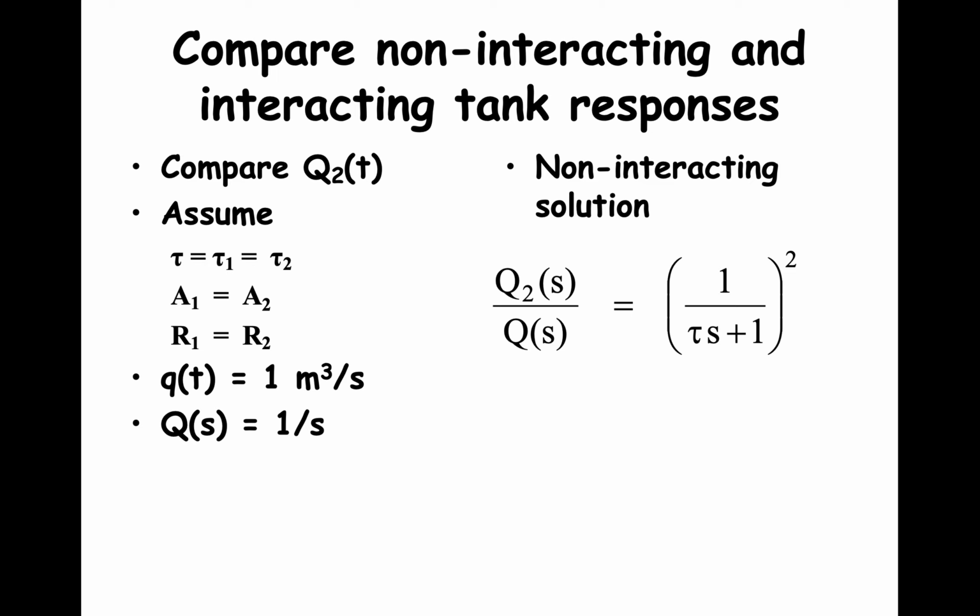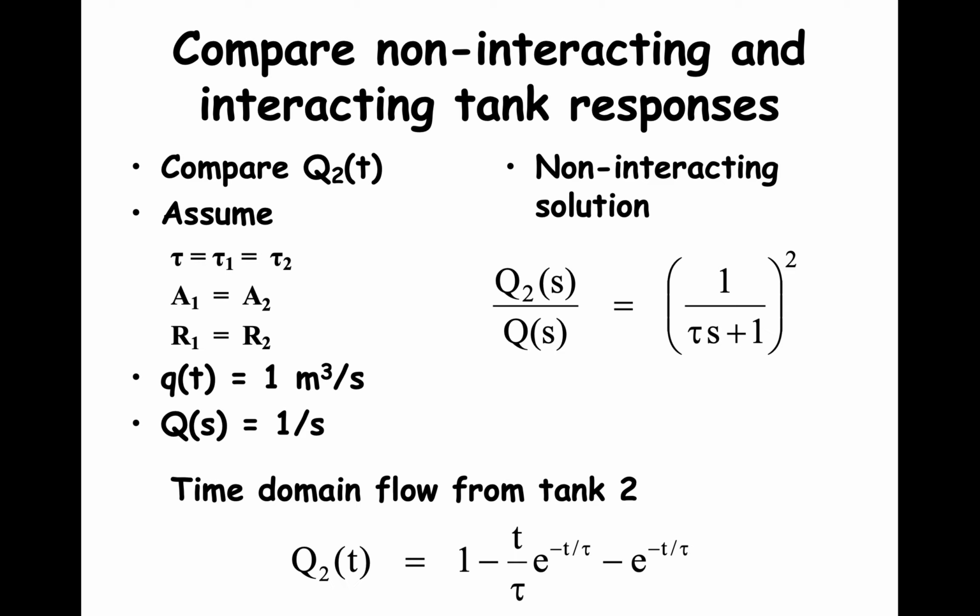We end up with a transfer function with repeated roots shown here because the tau, A, and R values are equal. The time domain result is shown at the bottom of this page. More details are given in the course packet.